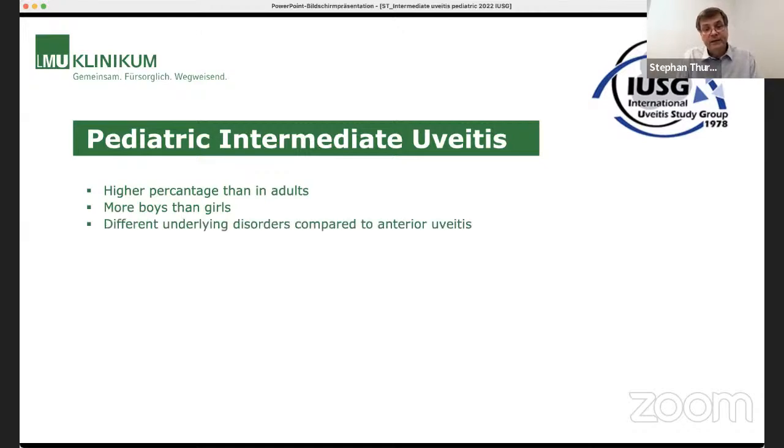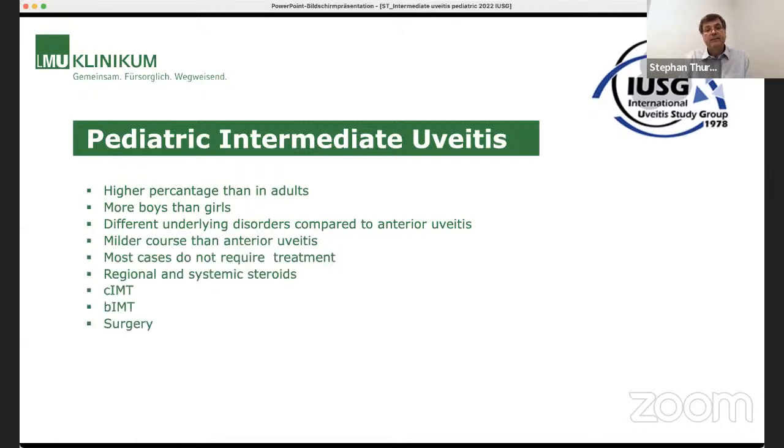There are more boys affected than girls. The underlying disorders are very different, and really very distinct compared to anterior uveitis. In general, we have a milder course than anterior uveitis, which gives us the opportunity in many cases not to treat. The preferential treatment is regional or systemic steroids, and only in severe cases or prolonged extended course of disease, we need immunosuppressive treatment and surgery just as required.